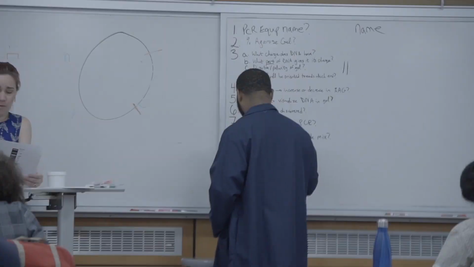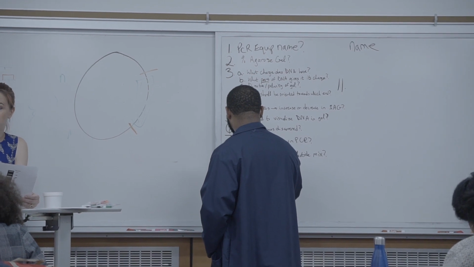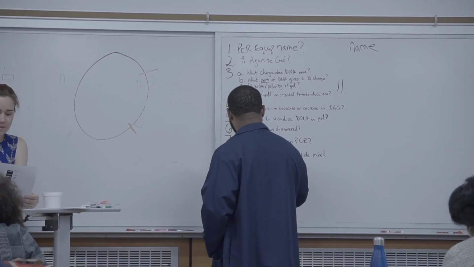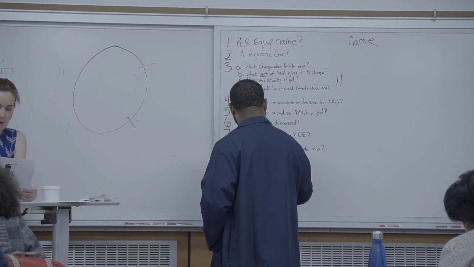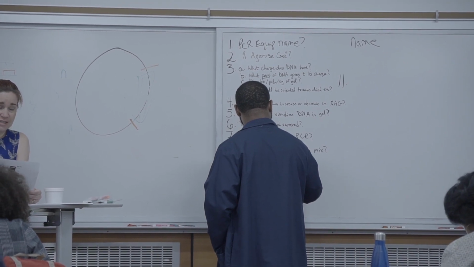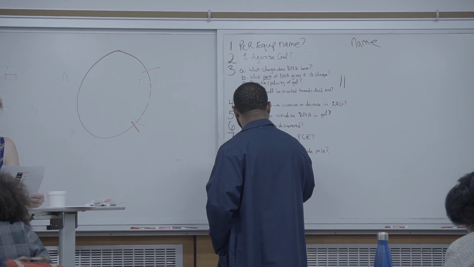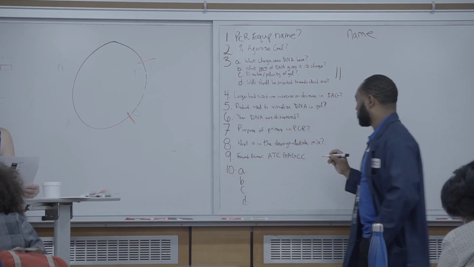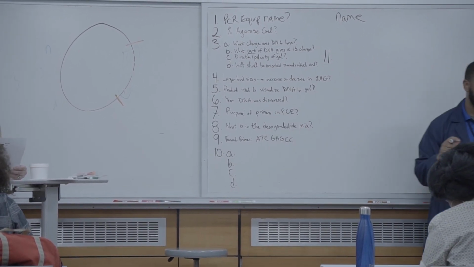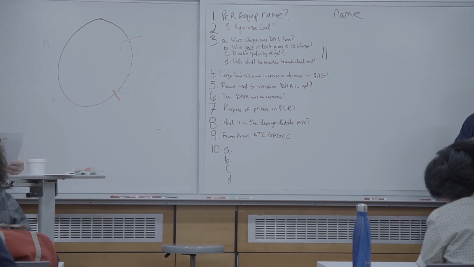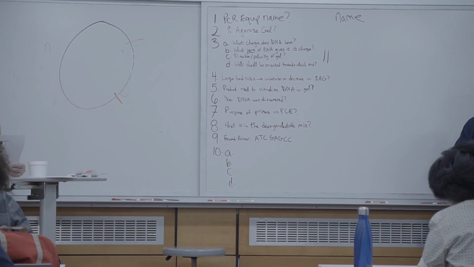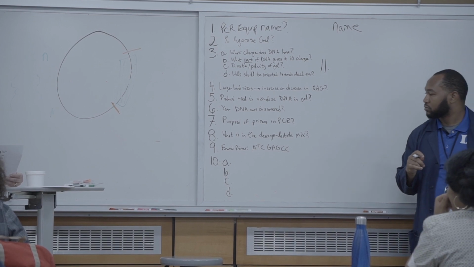Number 9, get ready, Mike. I'm going to give you a sequence of a forward primer, and you're going to tell me what the DNA sequence it will bind to is. A, T, C, G, A, G, C, C. So my forward primer is A, T, C, G, A, G, C, C. And you're going to tell me what DNA sequence it will bind to.